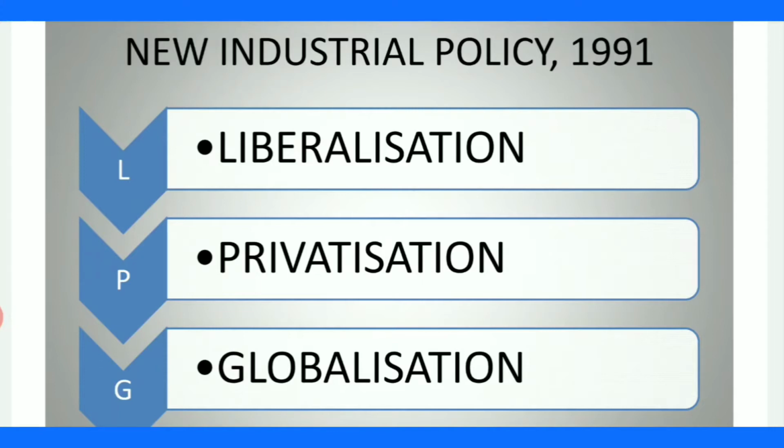Let me explain one by one. Liberalization means removal of unnecessary barriers, right? Removal of licensing policy up to an extent, or simplifying the procedures. Now, why liberalization is done? This question arises. Liberalization is done under this policy so that maximum number of businessmen can enter into the market and customer needs can be satisfied.